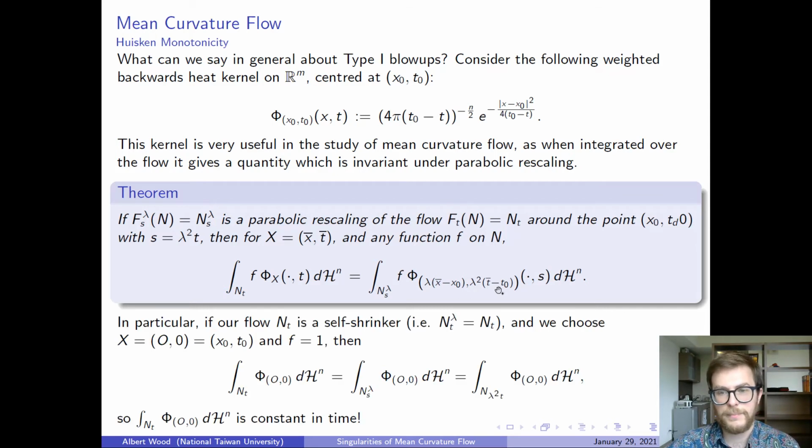Just as an example of an application of this, if we have some self-similar shrinker, so the rescaled flow is just the same as the original flow, and we choose our point that we're focusing on to be the singular space-time point, the origin 0, then this integral of this kernel is equal to the integral over the rescaled flow by this theorem. But the rescaled flow is just the same as the original flow, but at a slightly different time. So you can therefore see that this quantity, the integral of this kernel over our manifold at time t, is independent of the time t. So this function is constant in time.